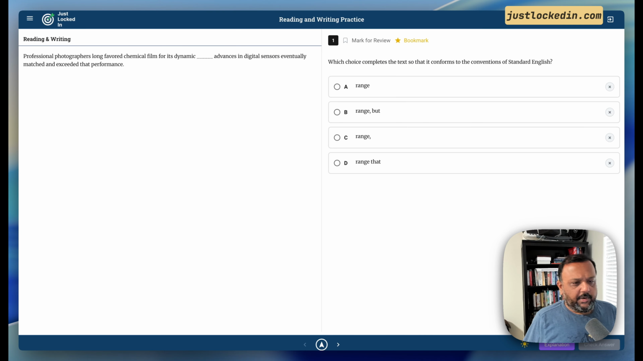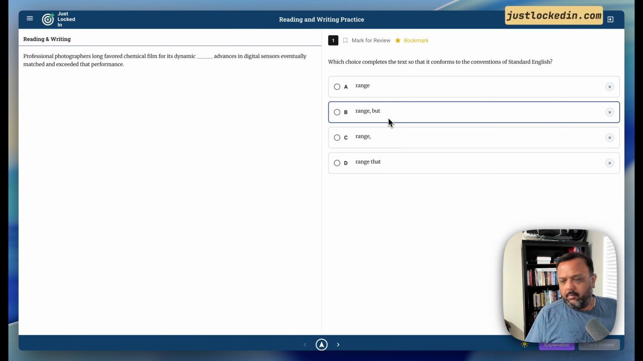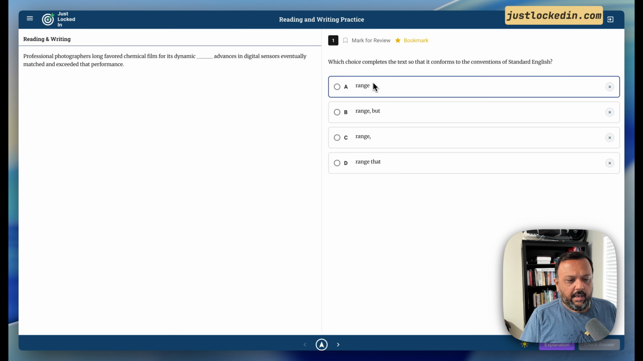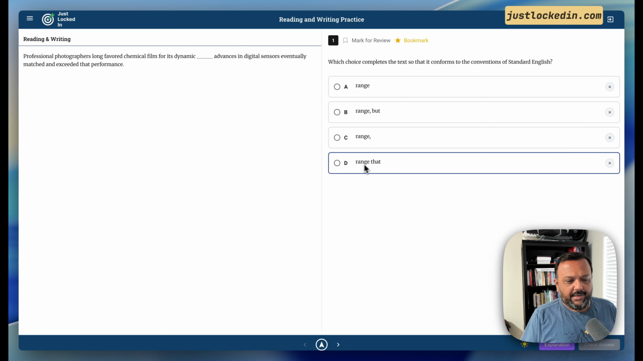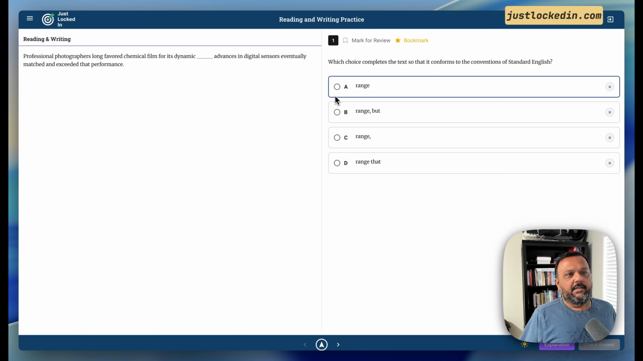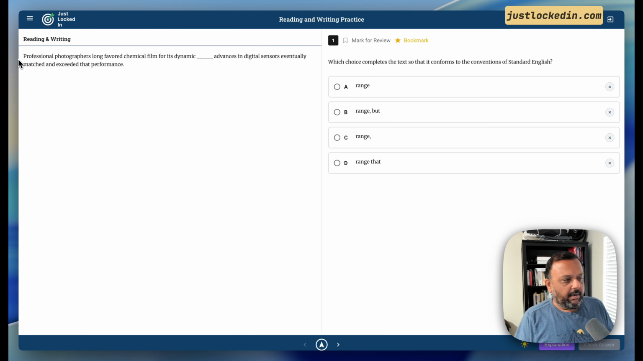Okay, let's look at this question. Before we read the question, just do a quick scan of all the answer options. If I eliminate all the conjunctions and punctuation, I'm left with just "range." There is this "range" that we will deal with later. But this looks like it might be a question about connecting independent clauses. All right, so let's take a look at this question.